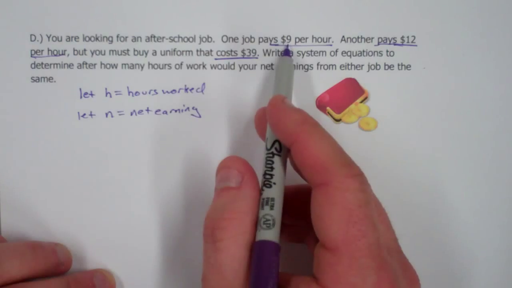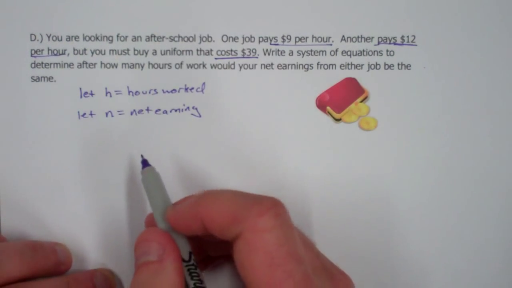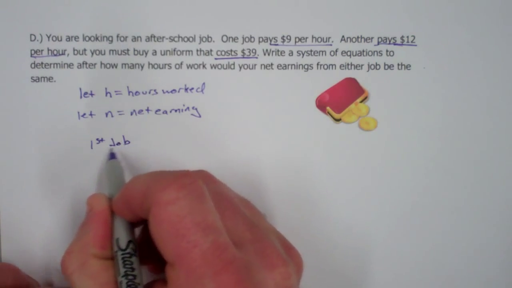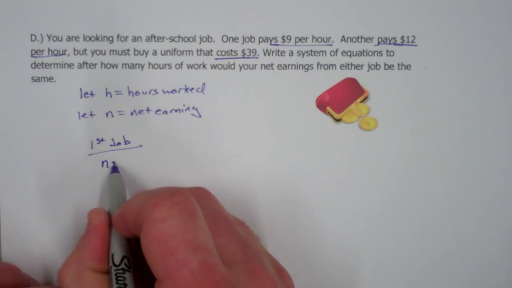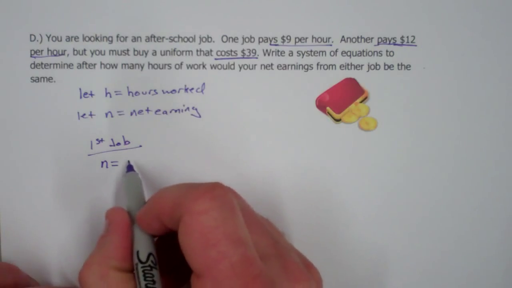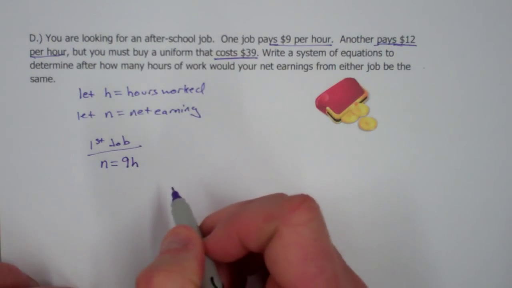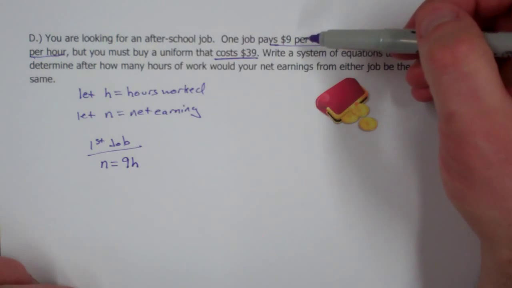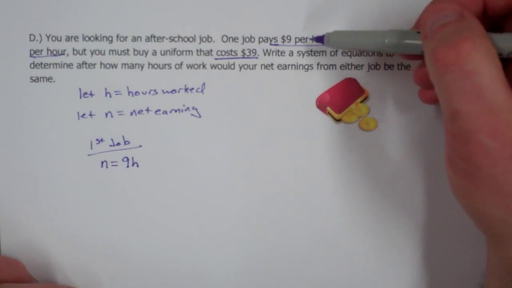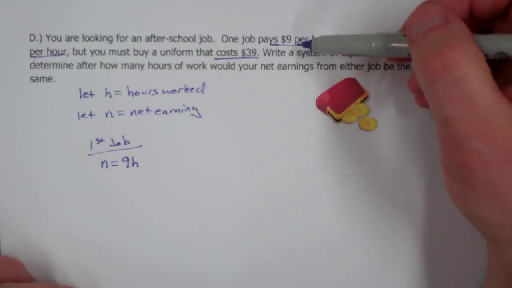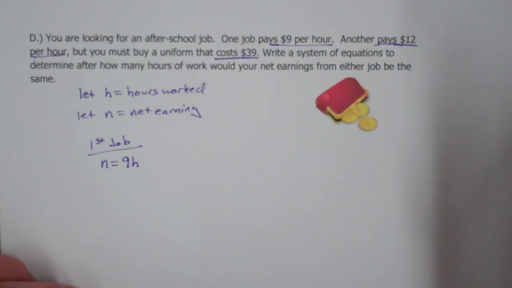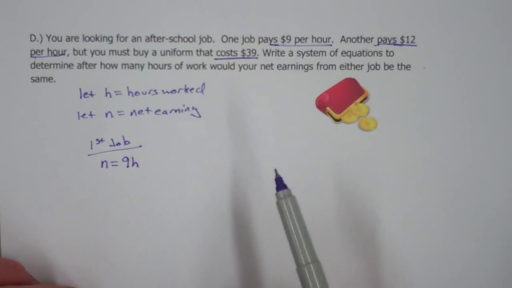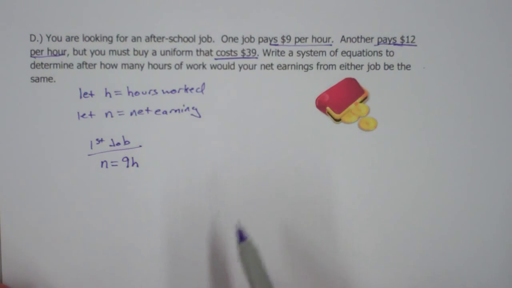Well, the first job pays $9 per hour, and you don't have to buy anything. So for the first job, and I'll label that equation here, N, or the net earnings, are going to be 9 times H. In other words, for every hour that you work, you earn $9. So if you worked 10 hours, it would be 9 plus 9 plus 9, and you'd have to do that 10 times, or just 9 times 10. And so we can multiply these two together to give us how much we earn.